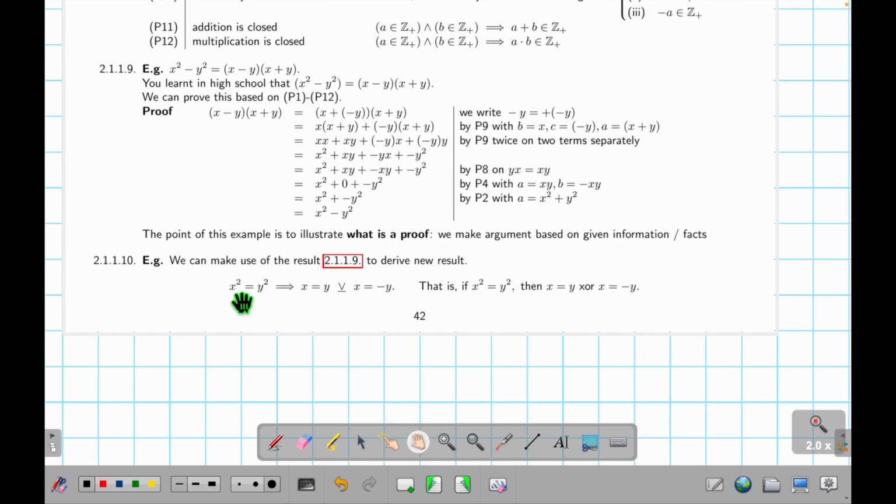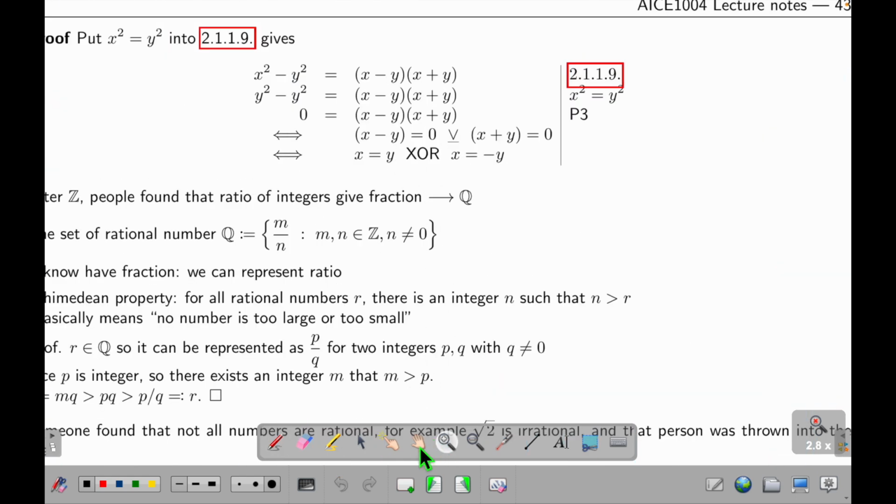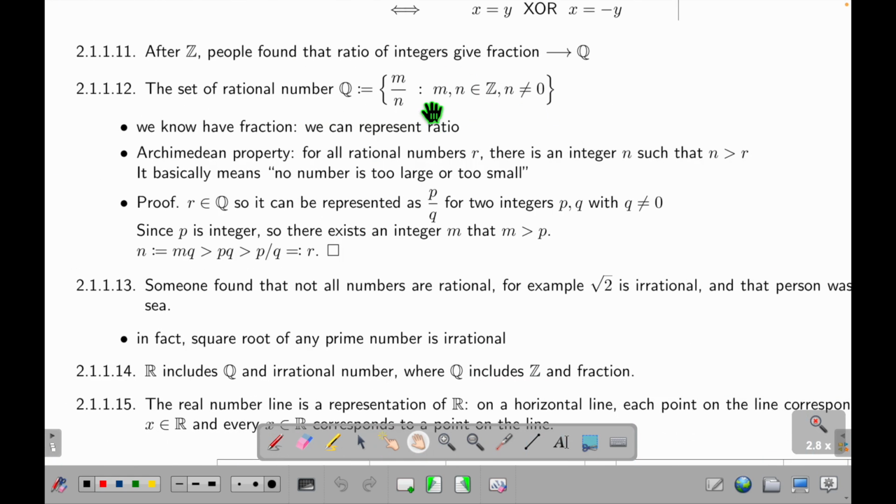And because of that, if x squared equals y squared, we can have x equal y exclusive or x equal negative y. So how do you prove this? Okay, you can read it by yourself, okay? Then now we have finished with the integers, that means plus or minus natural numbers.